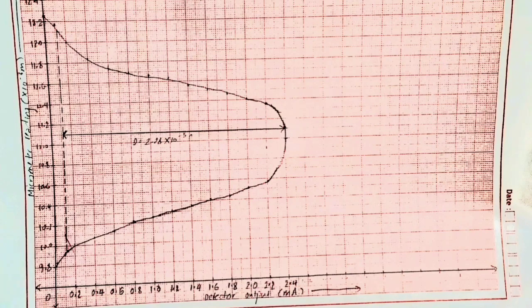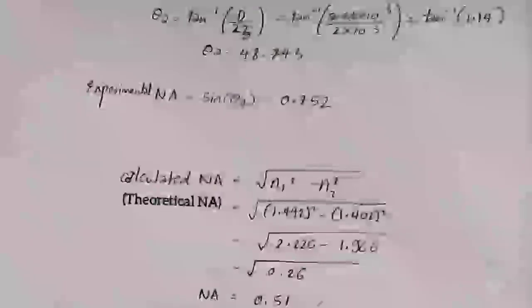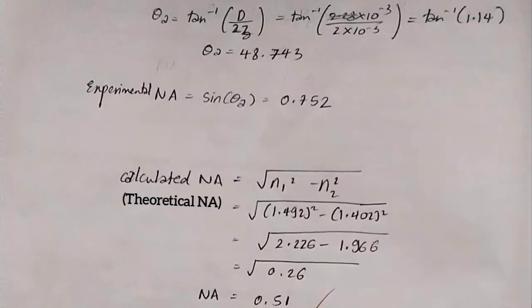Whatever the maximum current output was in my graph, you can see it's 2.4 milliamperes. So 5% of that will be at the dotted line you can see, and from that point to the maximum intensity point you'll have to draw a line. The distance between these two will give you the value of capital D. Using the value of capital D from the graph and the value of Z, which we found earlier, you can find theta A, which is given by the formula that's written here.